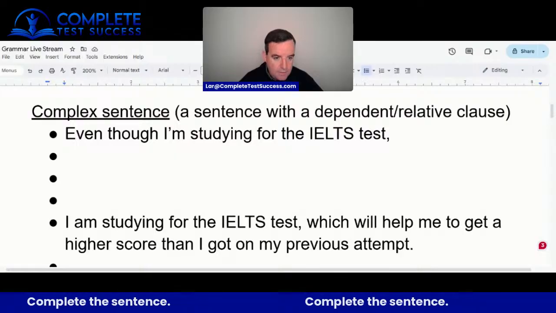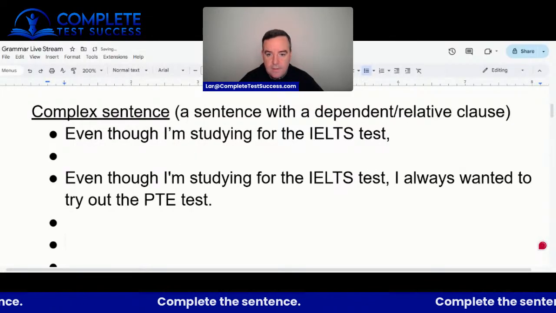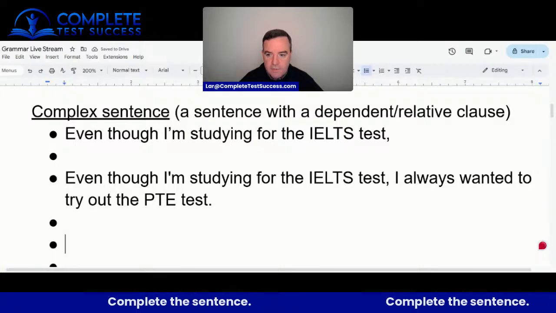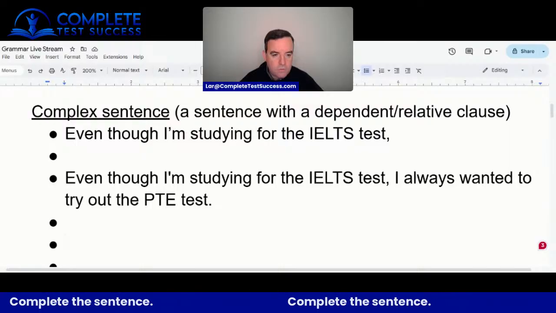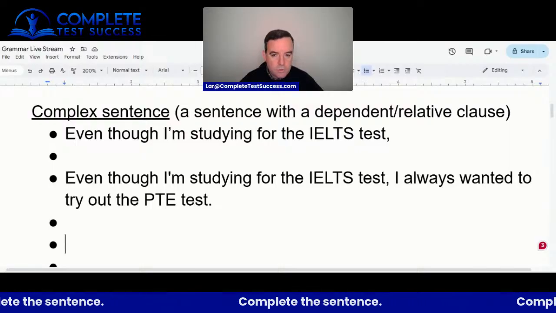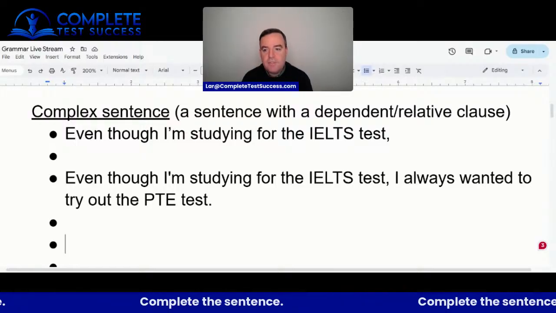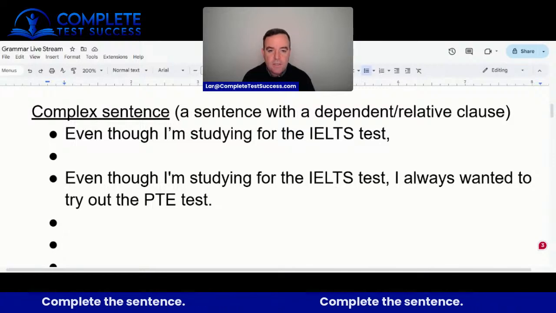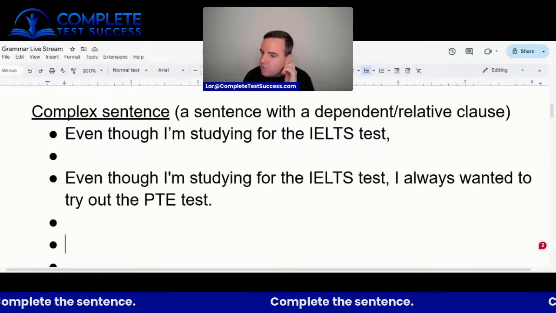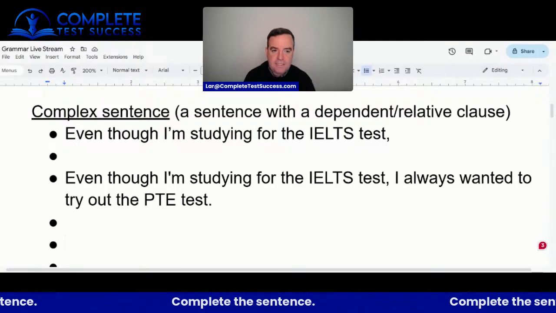And Ellen. Even though I'm studying for the IELTS test, I always wanted to try out the PTE test. Not really, because you wanted to try it. But I mean, there's nothing saying that studying for the IELTS test means that you can't want to try the PTE test.